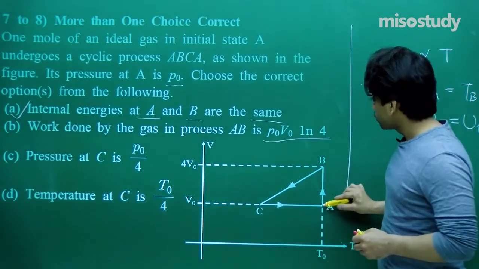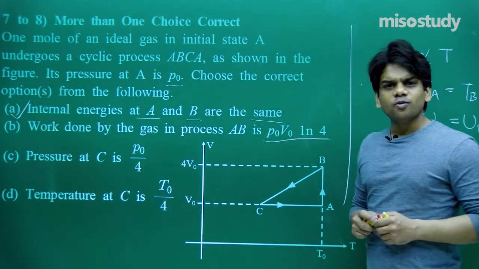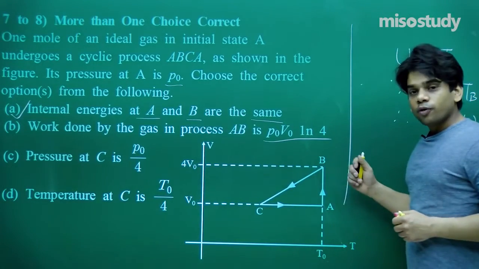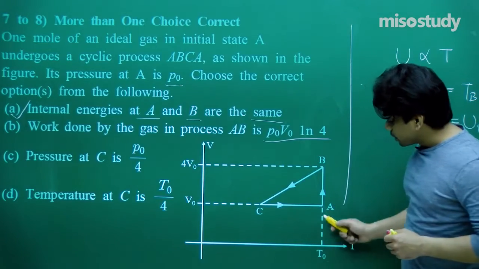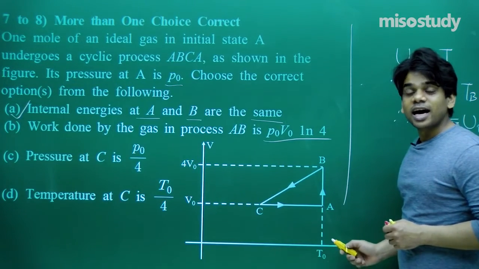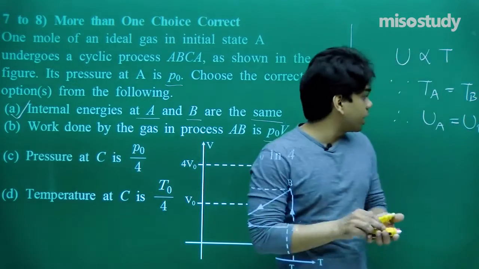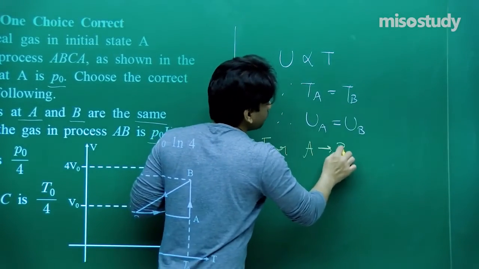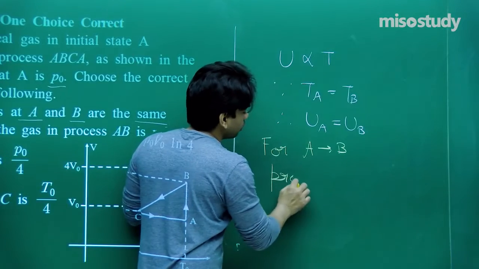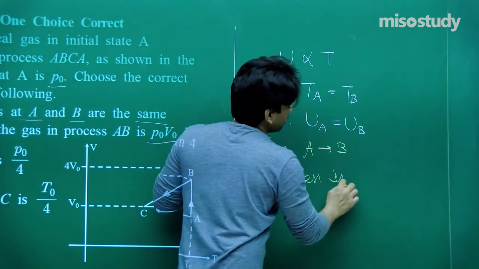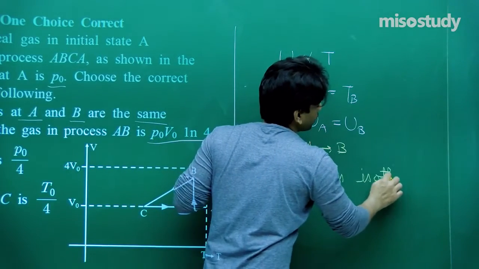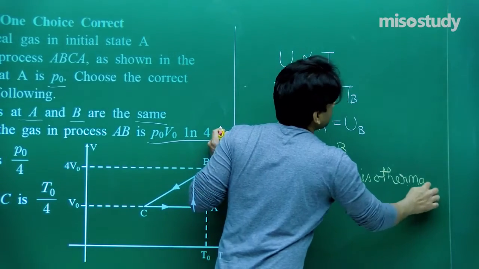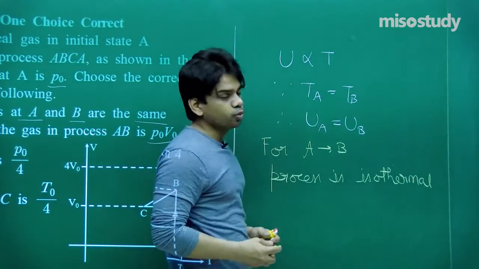Let us evaluate the work done in the process AB. First of all, you see AB, what is happening? The temperature is constant. It's an isothermal process. So for A to B, the process is isothermal. That is what we can identify.